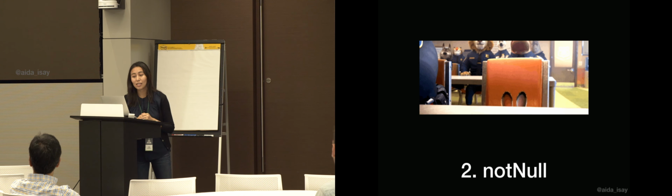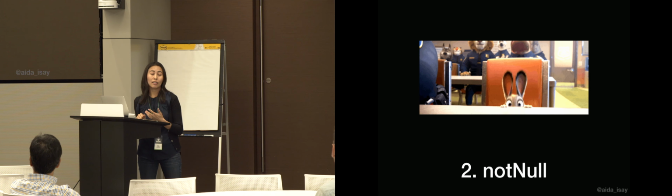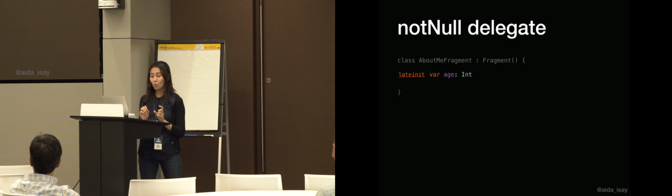The second one is notNull delegate. It allows us to define a delegate to be non-nullable and initialize it at a later time, not during the object construction. We can define a variable to be non-nullable without providing a default value. It is an alternative to a lateinit variable with one exception. Lateinit variable is a little faster, so it should always be used.